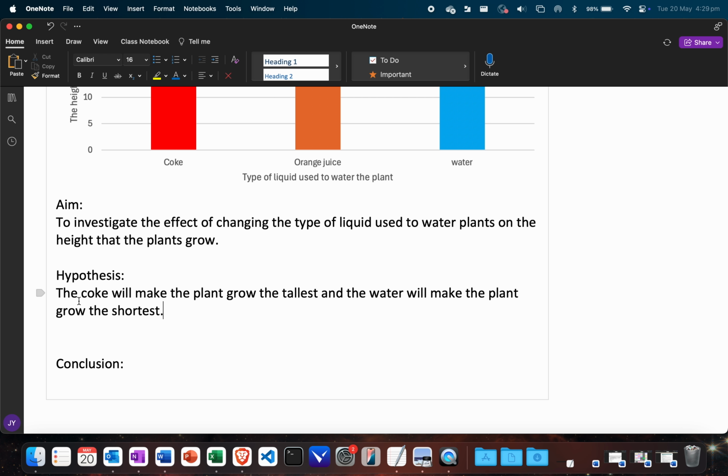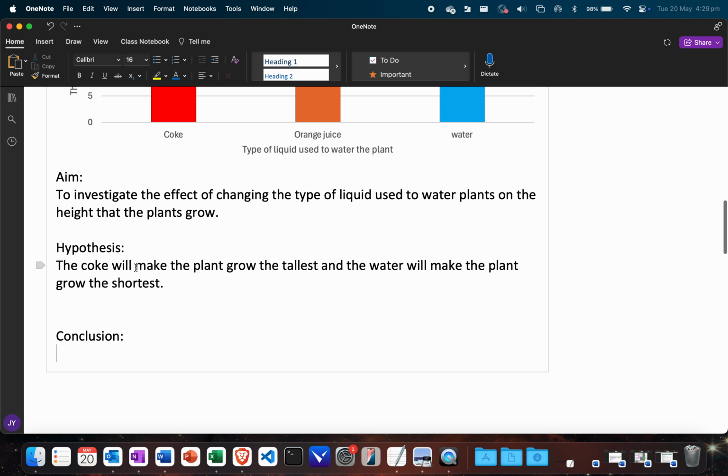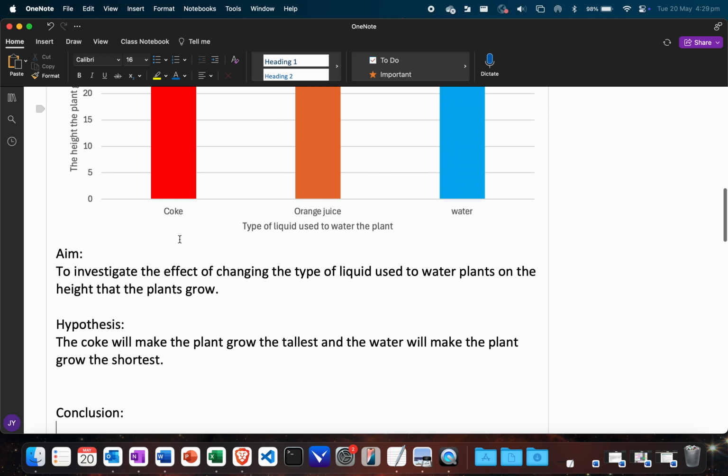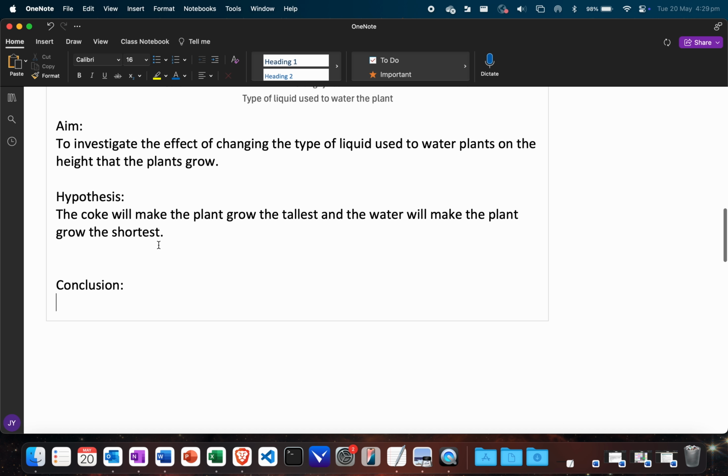Okay, and then what was the hypothesis? The hypothesis was, in this example, that the Coke will make the plant grow the tallest, whereas the water will make the plant grow the shortest. How could I write my conclusion? Well, very first thing, I need to answer the aim. So, what was my aim? To investigate the effect. Okay, so I could simply say, in this experiment, I always like to start my conclusions this way.